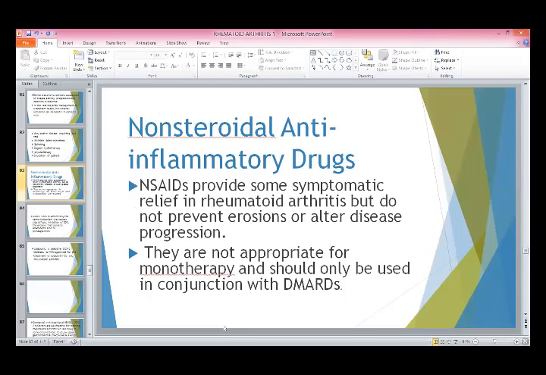The first step in drug management is non-steroidal anti-inflammatory drugs. NSAIDs provide some symptomatic relief in rheumatoid arthritis, but do not prevent erosions or alter the disease progression. They are not appropriate for monotherapy and should only be used in conjunction with disease modifying antirheumatic drugs.